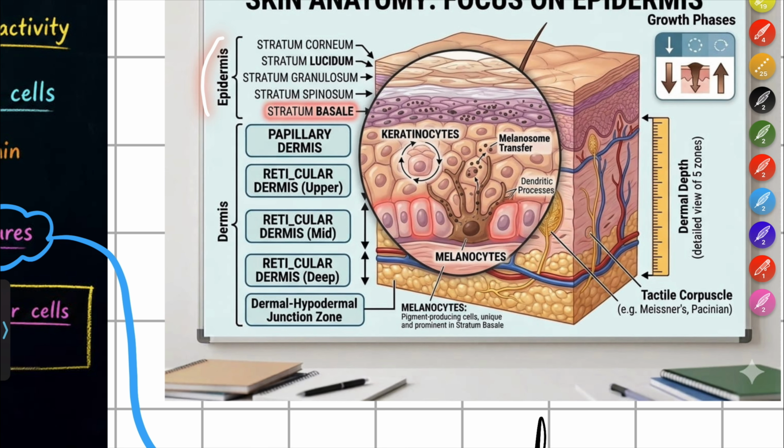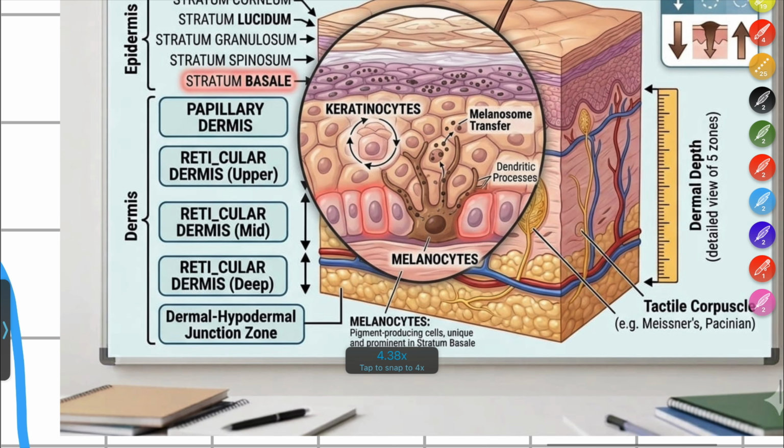There are two layers of the skin, epidermis and dermis. In the epidermis, there are many sublayers like stratum corneum, stratum lucidum, stratum granulosum, stratum spinosum, and stratum basale. So here we have to focus on stratum basale. This is the stratum basale layer.